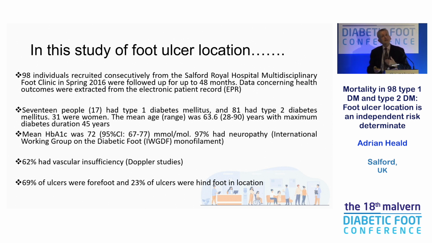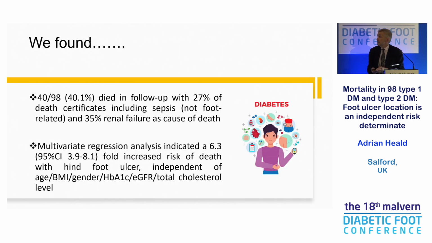And what we were interested in this study is how the location of the foot ulcer, in other words, either forefoot or hindfoot, actually related to the likelihood of dying. In other words, was there a difference according to the location of the ulcer with regard to likelihood of dying? So of the ulcers, 69% were forefoot, 23% were hindfoot, and the rest were lower ankle ulcers. So 69% of ulcers were forefoot and 23% were hindfoot, in other words, heel in location.